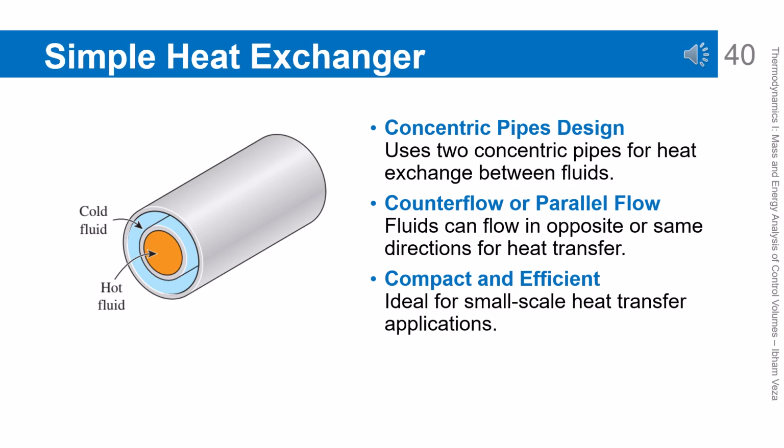Simple heat exchanger often uses two concentric pipes. Hot and cold fluids flow to exchange thermal energy. The flow arrangement can be parallel or counterflow to control heat transfer effectiveness. This device is widely used in small-scale applications. Its analysis is performed using energy balances on each fluid.